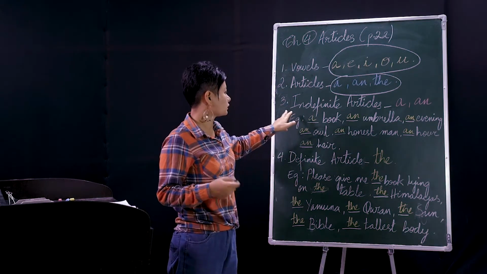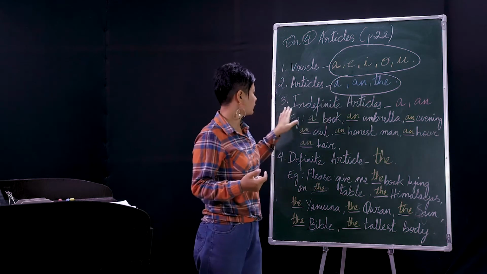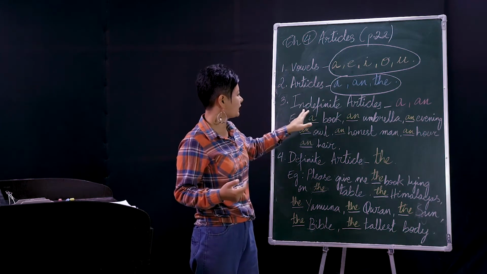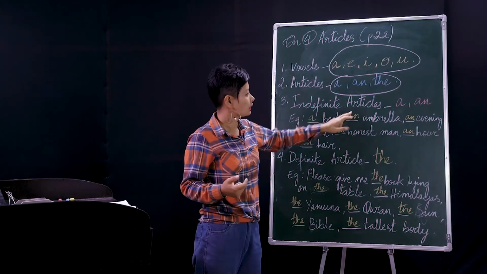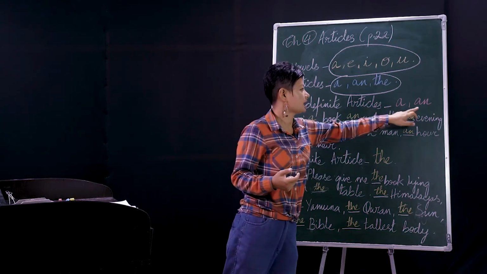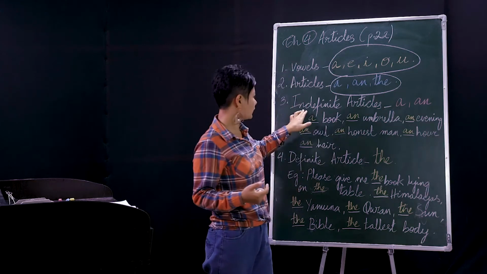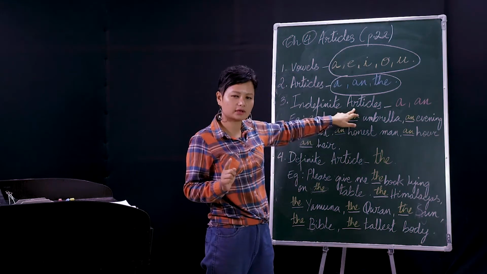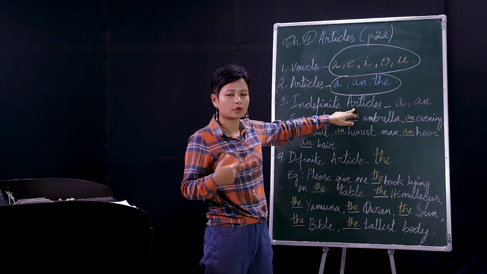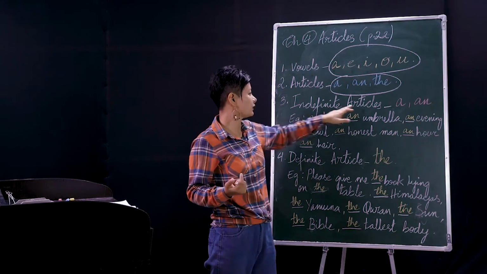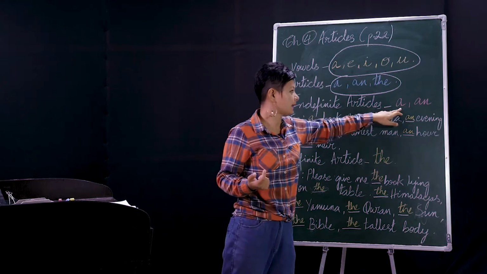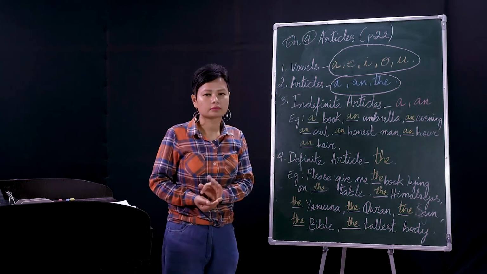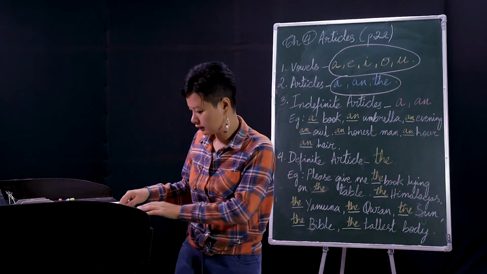Before these 3 articles, first we will do a and an. These are called indefinite articles. The articles a and an, they are called indefinite articles. Don't be confused, it is not definite articles, but first we will study about indefinite articles, that is a and an. So here they have given 3 rules in the textbook.